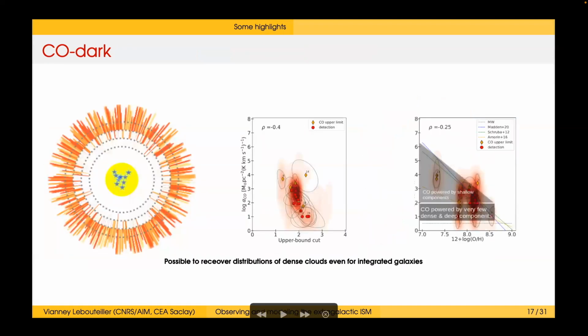geometry is illustrated by this figure here. You have a central cluster, and instead of having one model, we're going to mix a bunch of models with power law distributions, for instance, for the ionization parameter, for the density, and also for the depth of each cloud. And when we do that, we find that the alpha CO is actually a strong function of the depth of each cloud. So this is the alpha CO versus metallicity, and we seem to have two regimes: one where the alpha CO is pretty close to the Milky Way value, and this corresponds to galaxies for which CO is powered by very few dense and deep components, even at quite low metallicities. And then we have another population of galaxies for which CO seems to be powered by shallow components and dominated completely by CO dark gas.